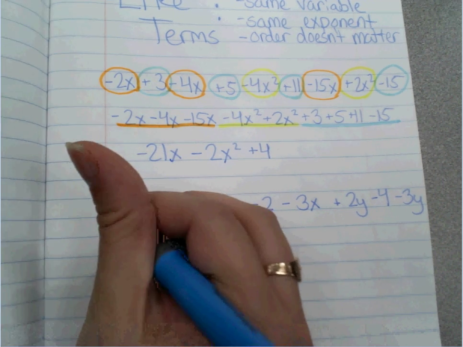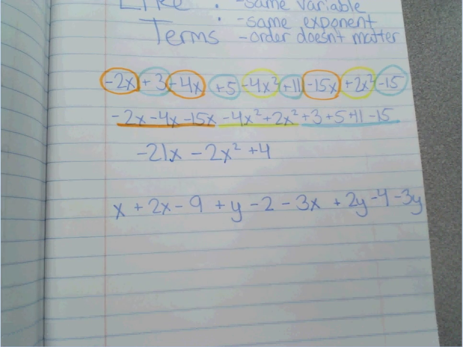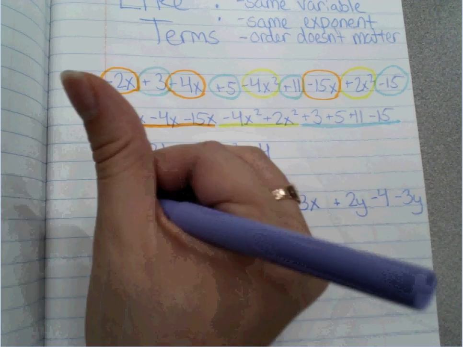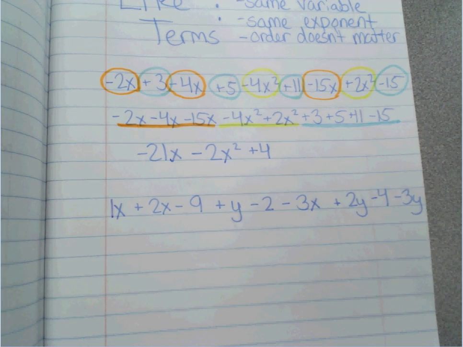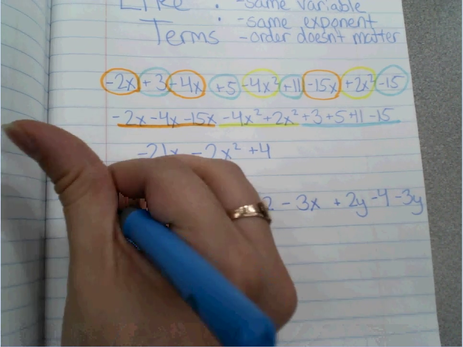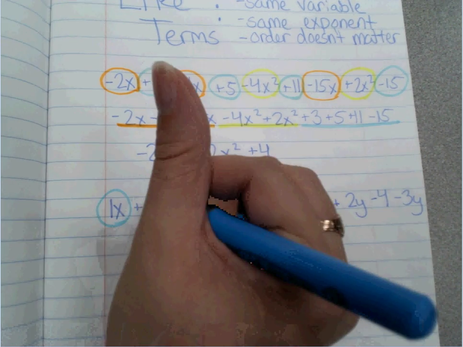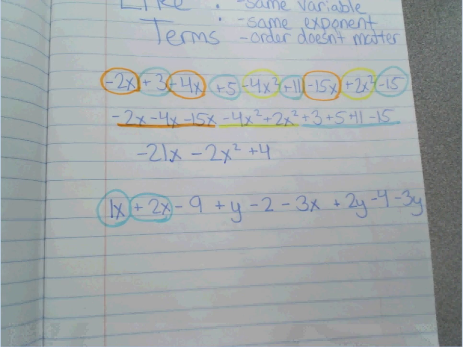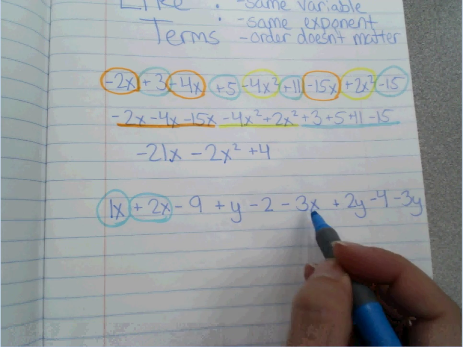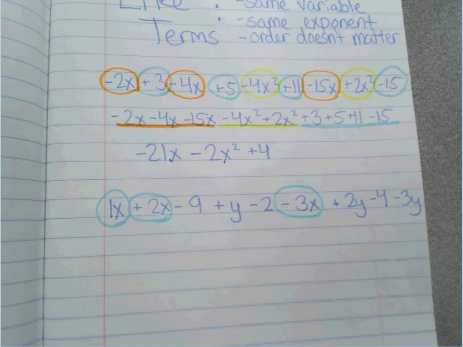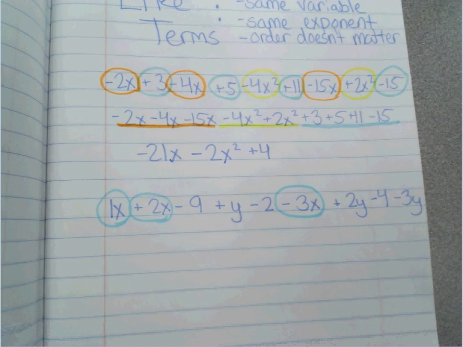So this one has an x. Notice how there's no number in front of it. If there is no number in front of our variable, we can always just make it a 1. So that's just 1x now. So we have 1x. Here's another x, keep the positive, 2x. And then here's another number with an x, keep the negative in front of it, negative 3x. And that's all of our x's.